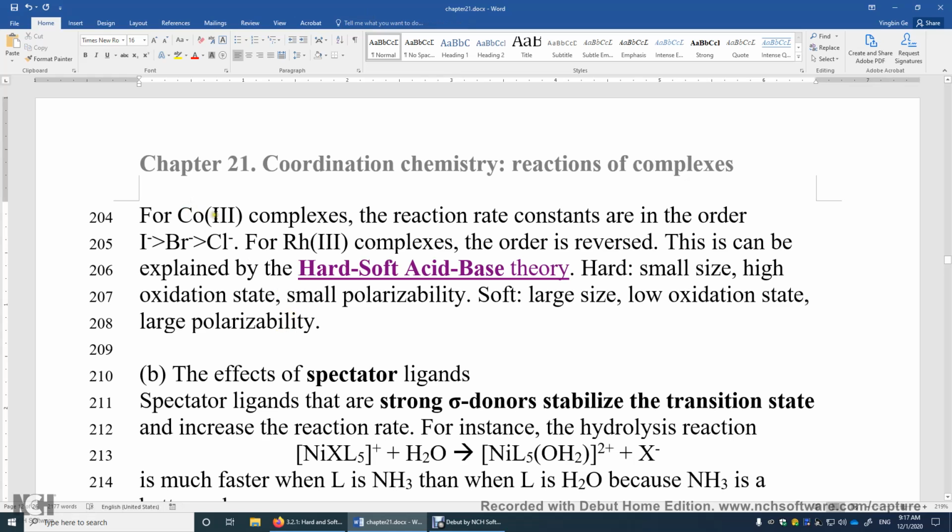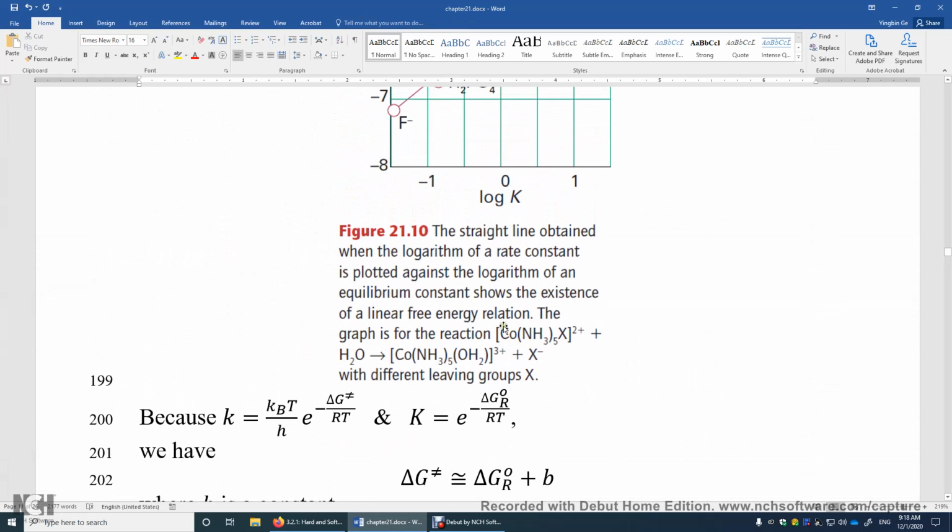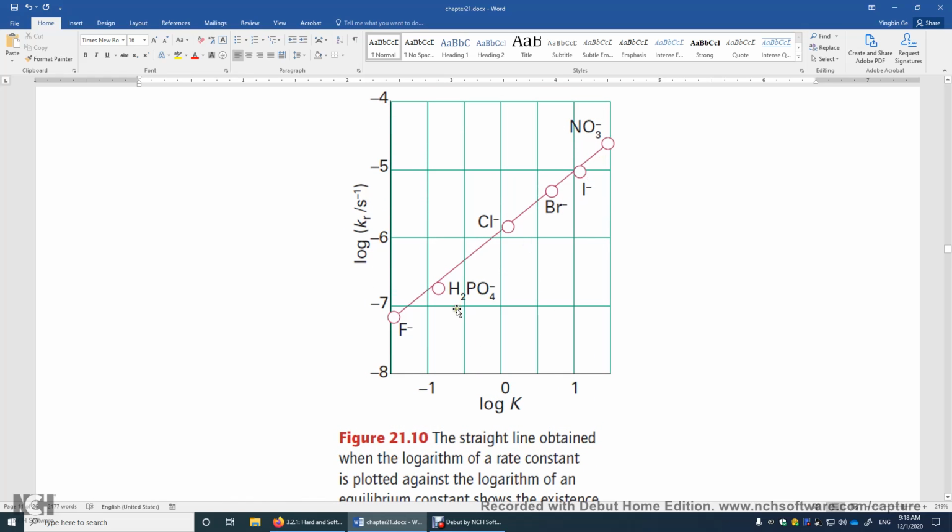Now let's look at cobalt 3 complexes. So over here we're looking at cobalt 3. You can see over here the oxidation number is 3. Over here it's also 3 because this X bears 1 negative charge, right? And now if you look at all these ligands, nitrato, iodido, bromido, chlorido, etc. So this nitrato ligand leaves the fastest, fluoride the slowest.